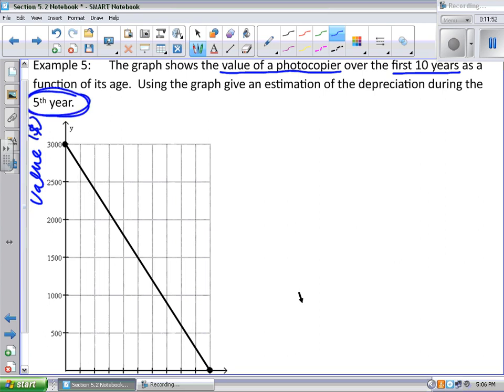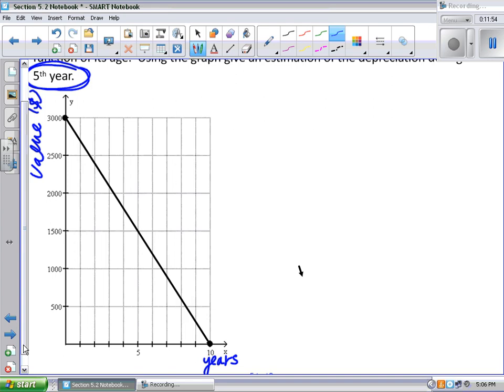Okay, so during the 5th year, what is our photocopier worth? Well, here's our 5th year, and if we go up, there it is. And we go over, it's $1,500. Okay, so we're looking at the graph. Given an x value, we're trying to find the corresponding y value.